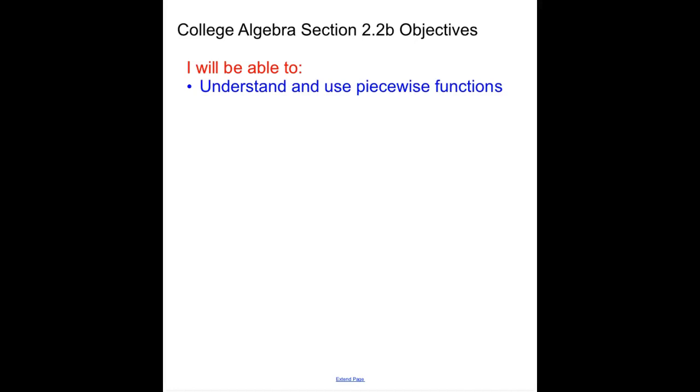So for section 2.2, as we continue here, we are looking at piecewise functions. Our topic today is just to understand the notation of it and how we use it. How do we graph a piecewise function?